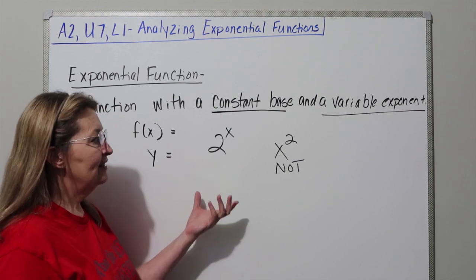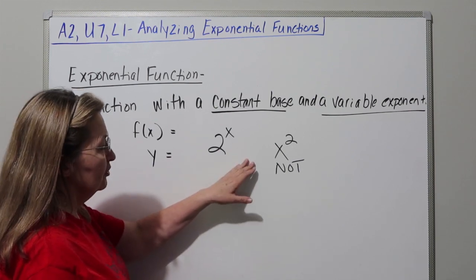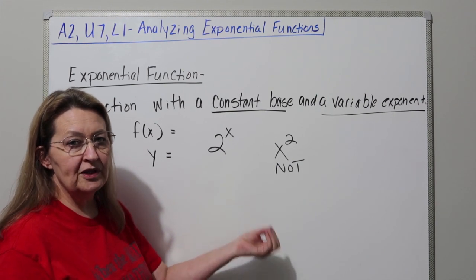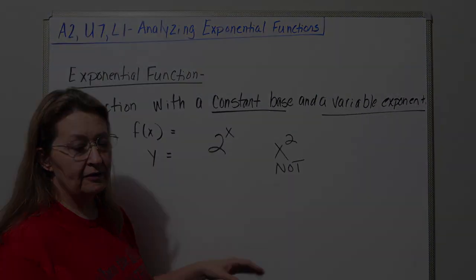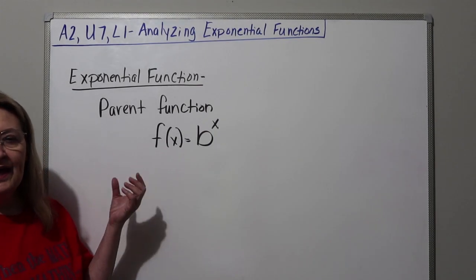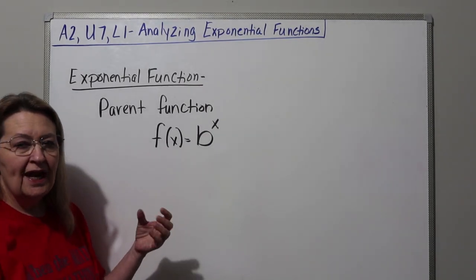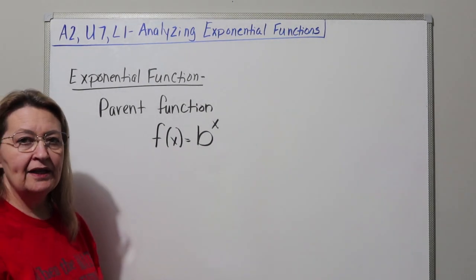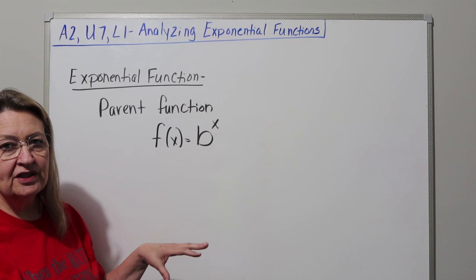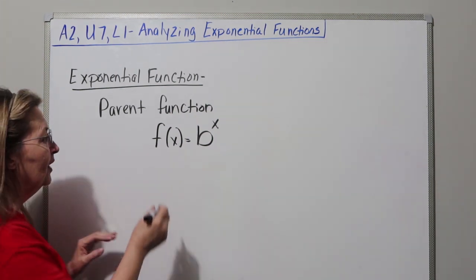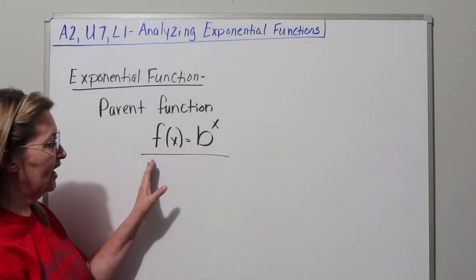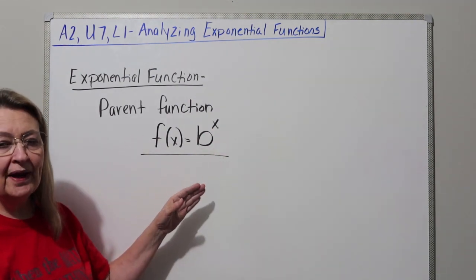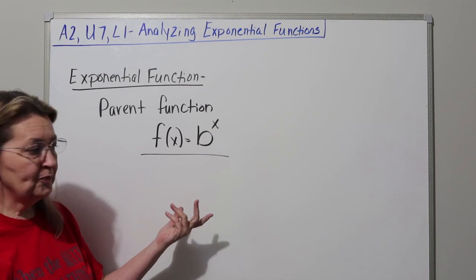So being able to identify an exponential function is going to let you use all these rules and general forms and graphs that we're fixing to look at. An exponential function has what we call a parent function, and that's like a base form that we can manipulate, we can add to, subtract from, we can adjust it, but we have to have a parent form. And that parent form is f of x is equal to b to the x power, where b is your base and x is your variable exponent.